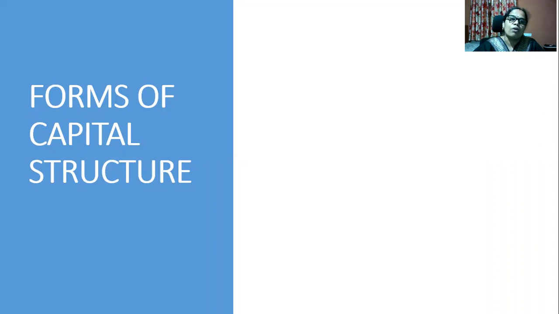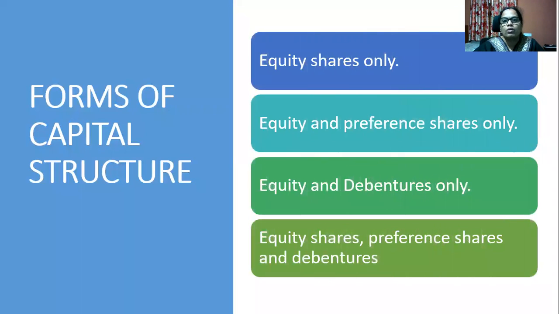Now, what are the different forms of capital structure a company could have? A company could have only equity shares as its capital structure. It could have a combination of equity and preference shares only. It could have a combination of equity and debentures only, or it could have a combination of all the three, equity shares, preference shares, and debentures as its long-term capital structure.